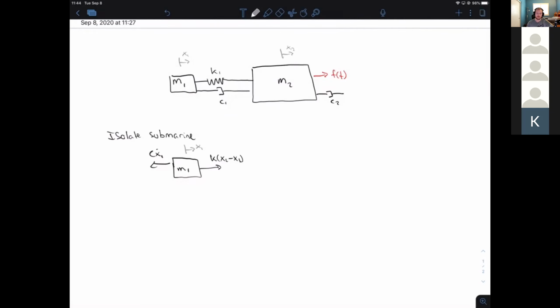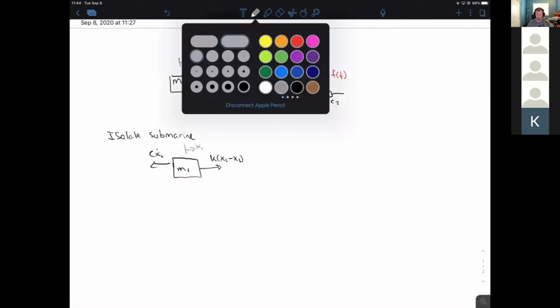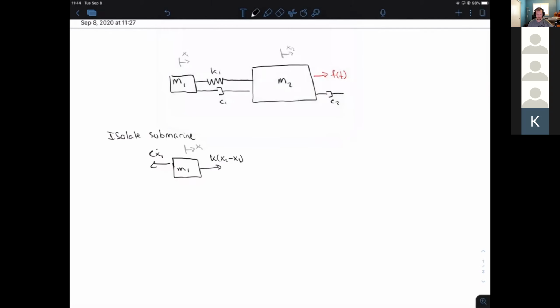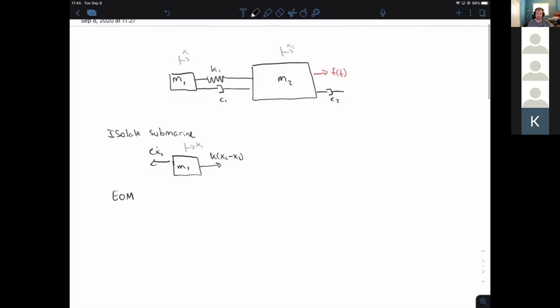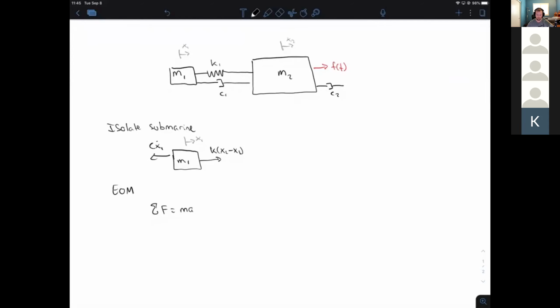Now we're going to make the equation of motion that is based off of this. Okay, so we'll do EOM. So to start it off, we're basically just going to think about sum of the forces equals mass times acceleration. Or we can rewrite that as sum of the forces equals m times x double dot.